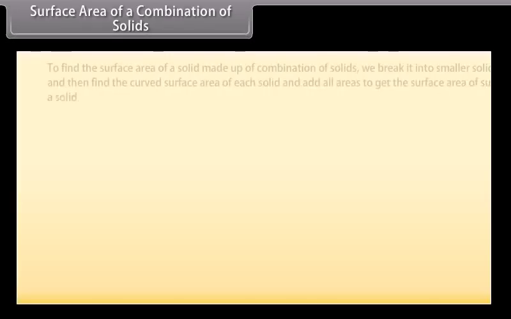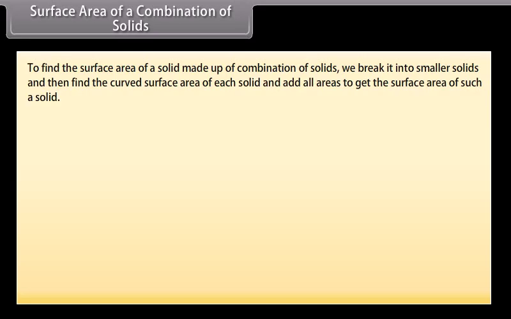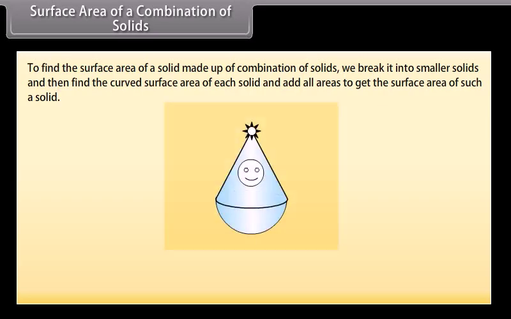Surface area of a combination of solids. To find the surface area of a solid made up of combination of solids, we break it into smaller solids and then find the curved surface area of each solid and add all areas to get the surface area of such a solid. For example, look at this toy.